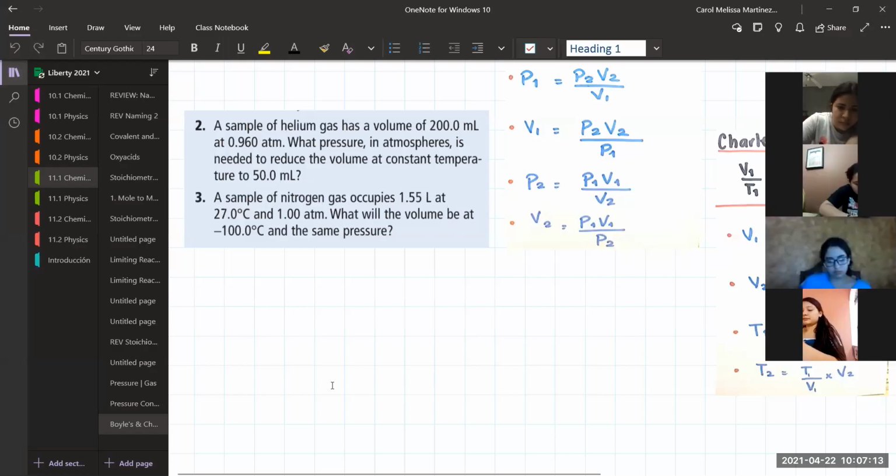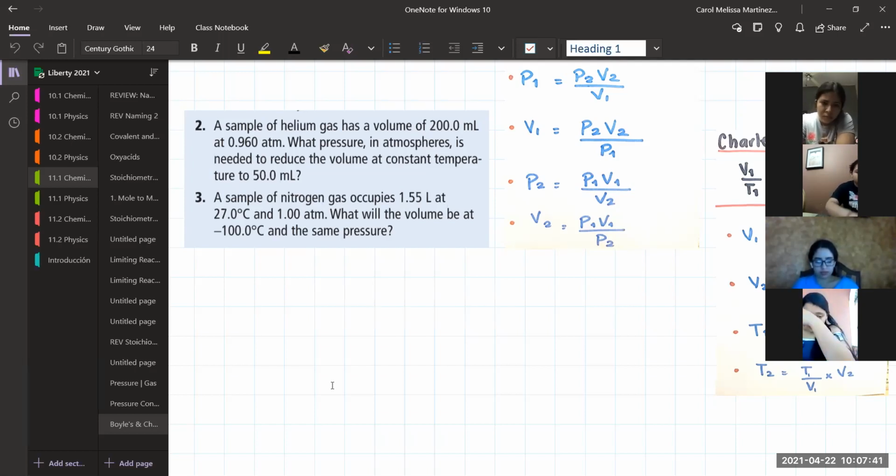A sample of nitrogen gas occupies 1.55 liters at 27 degrees Celsius and 1 atm. What will the volume be at negative 100 Celsius at the same pressure? This kind of exercise doesn't tell you what law you need to follow. That's why you need to be smart enough and read carefully in order to determine what law you can use.